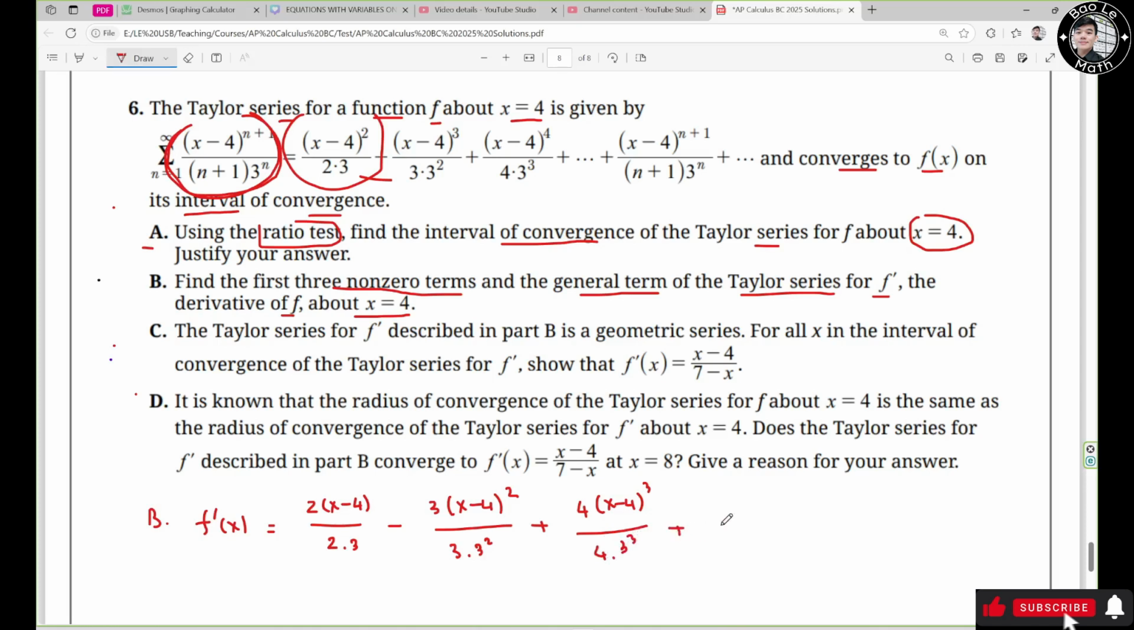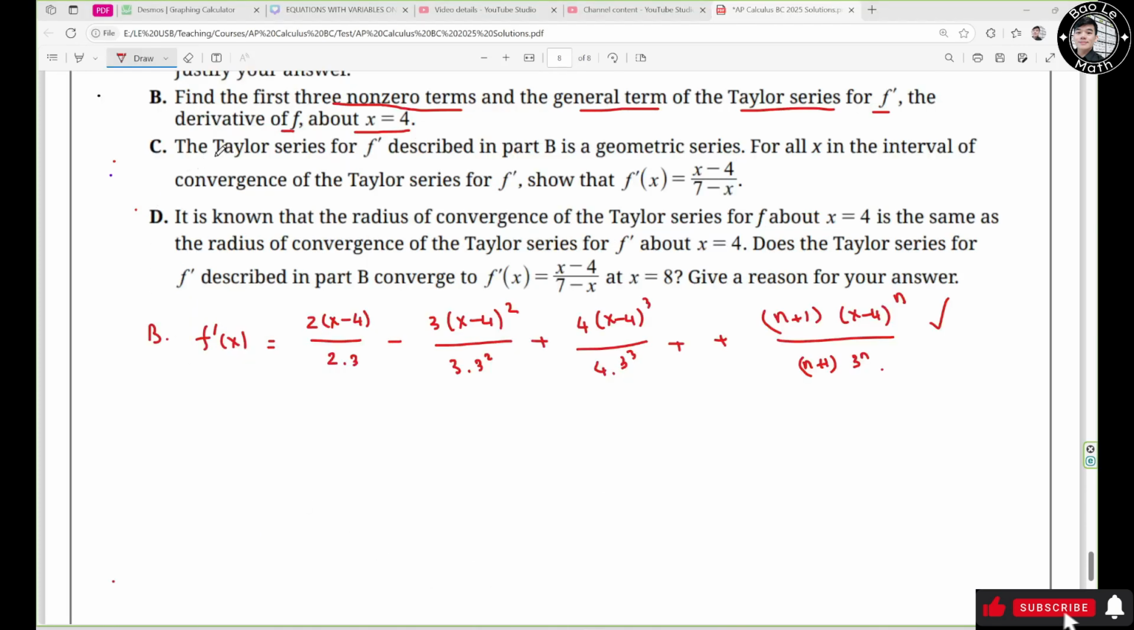And the general term is going to be n plus 1 times (s minus 4) to the n, because n plus 1 subtract 1 is going to be n, over n plus 1 times 3 to the n. You just leave the answer like this. You don't need to simplify.